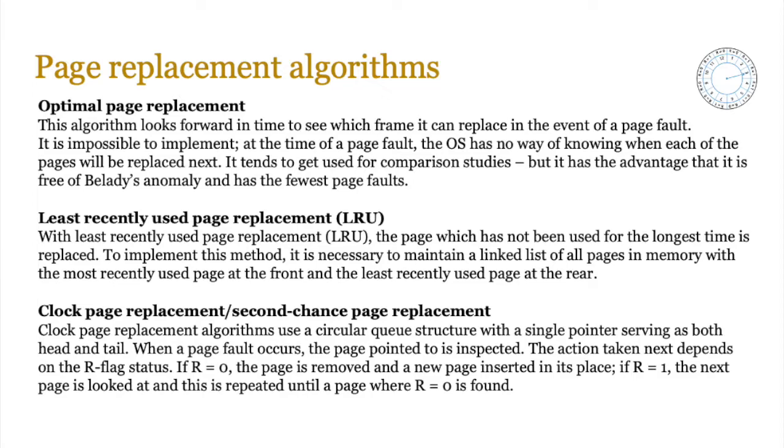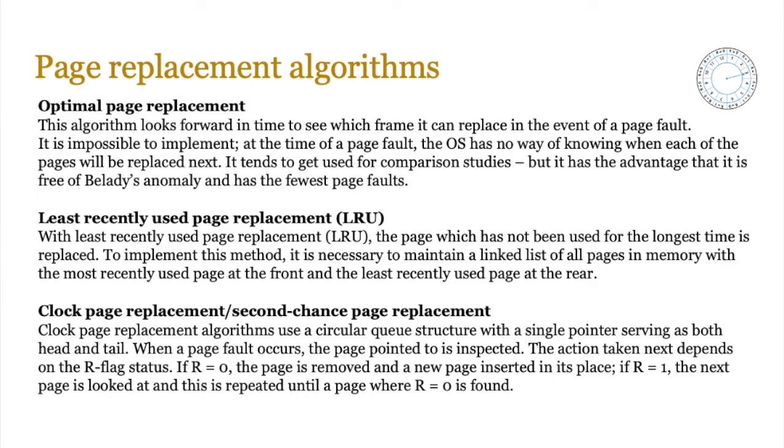The next algorithm we're going to be looking at is the optimal page replacement algorithm, and this one is a hypothetical one. It's impossible to implement because the operating system generally has no way of knowing when each of the pages will be used next. So we use this one for comparison studies to measure the effectiveness of all the other algorithms. This algorithm has the advantage that it's free from Belady's anomaly and has the fewest page faults, because if you could predict which page is going to be needed next, you would already have that page in RAM. So that means when the processor needs that page, it's always available. So just remember that this algorithm is hypothetical and it's used for comparative purposes only.